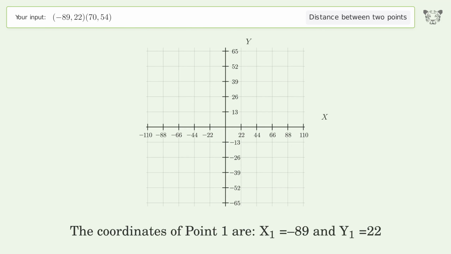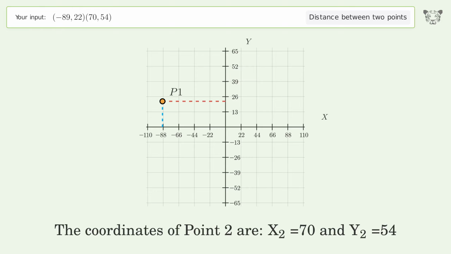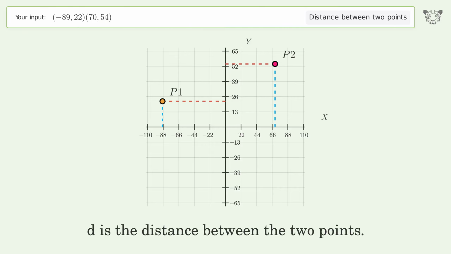The coordinates of point 1 are x1 equals -89 and y1 equals 22. The coordinates of point 2 are x2 equals 70 and y2 equals 54. D is the distance between the 2 points.